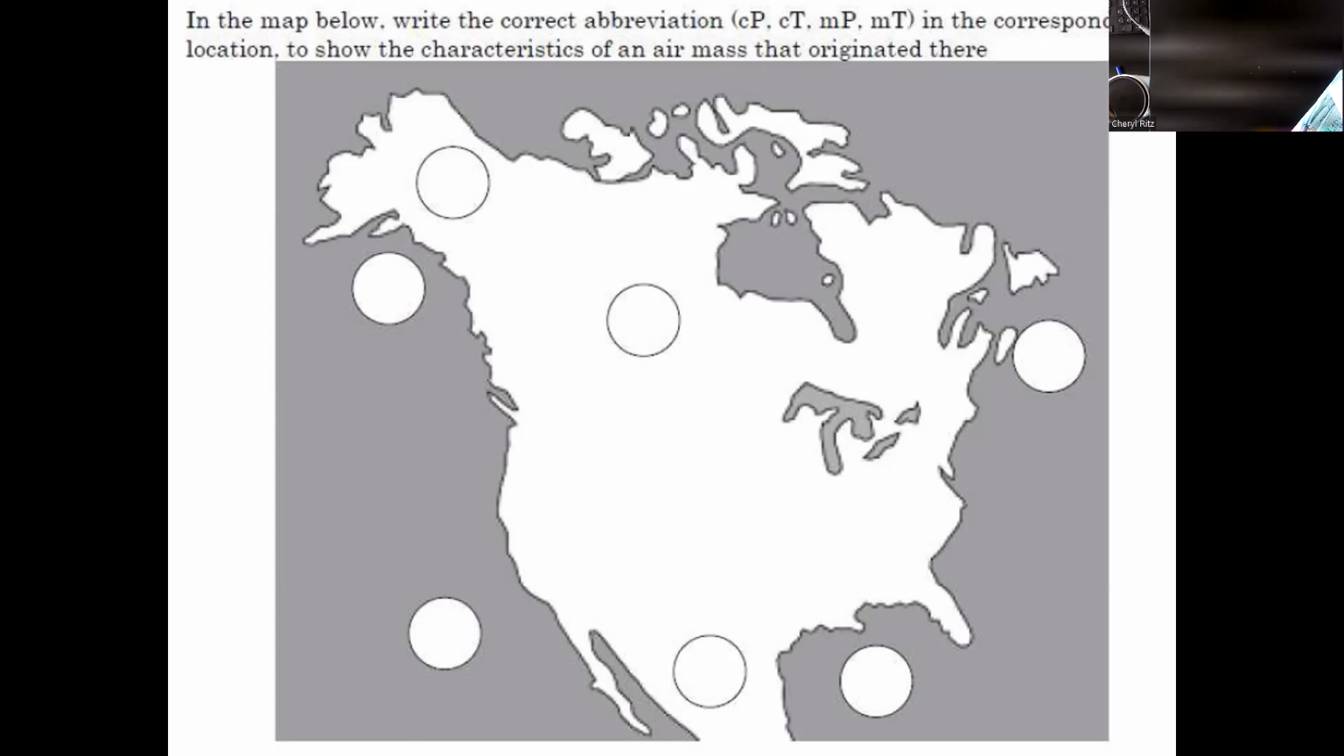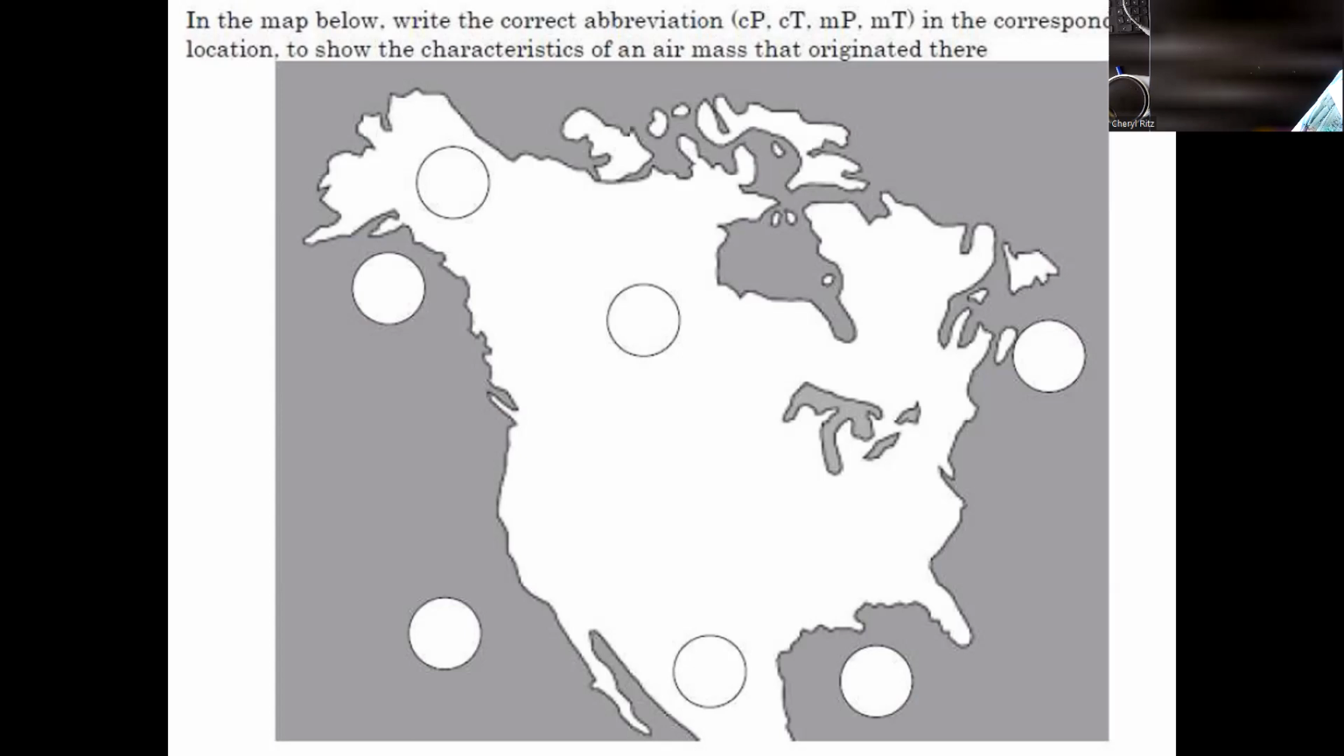Let's go to this one in the middle of Canada. CP, because it's over the continent and it's in a cold spot. So what weather does that bring? Dry and cold. All right, this one off the coast of Canada over here to the right. M, because it's on the water, and what letter? P, because it's a cold one. So that again brings wet and cold air.